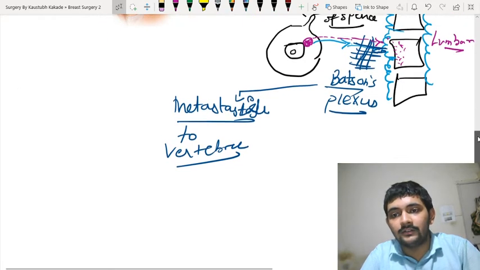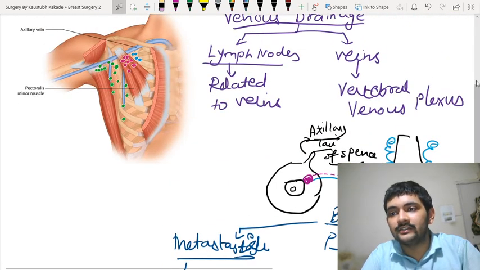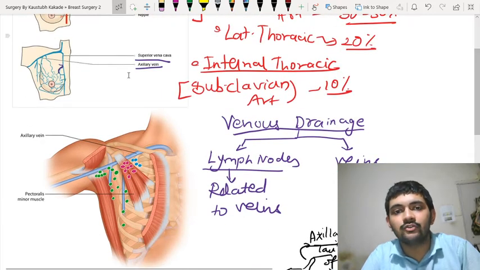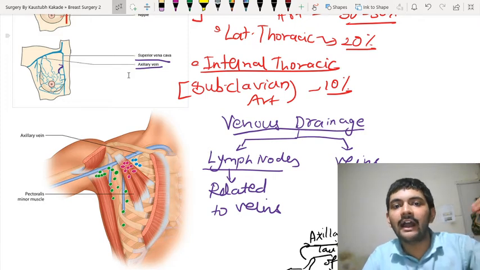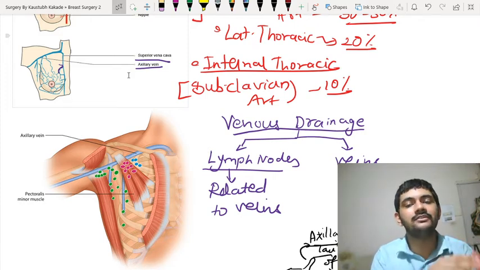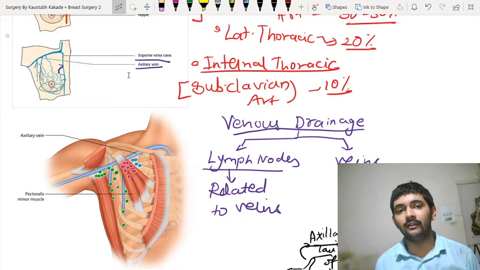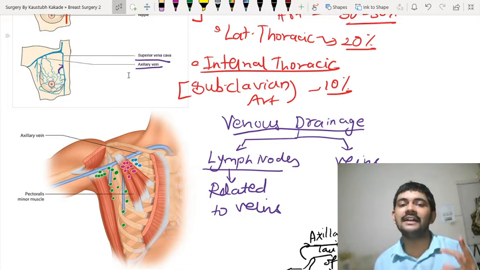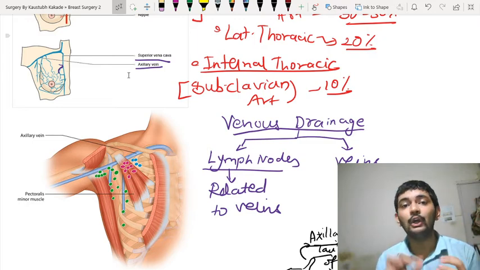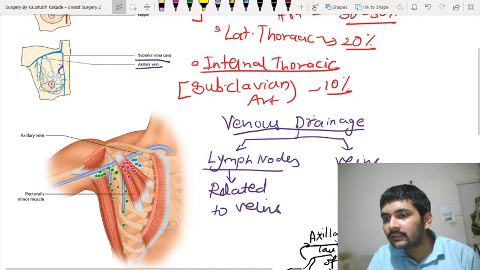Now let's have a look at the venous drainage. You have already seen that it is through the superior vena cava and axillary vein, and the intercostal veins drain into the superior vena cava. The intercostal veins also communicate with the vertebrae, which has a very important surgical importance: malignant cells from a malignant breast lump can go to the vertebrae. Got it?